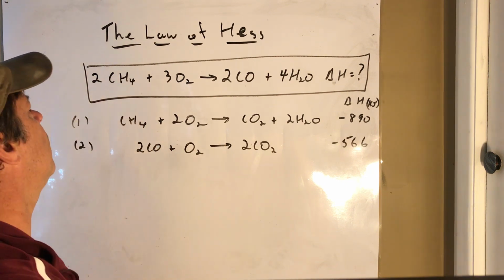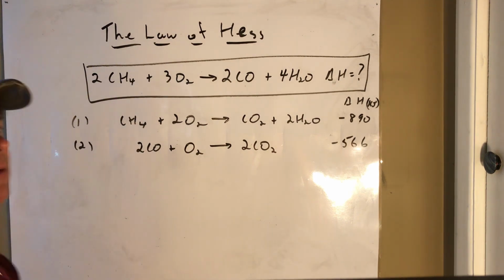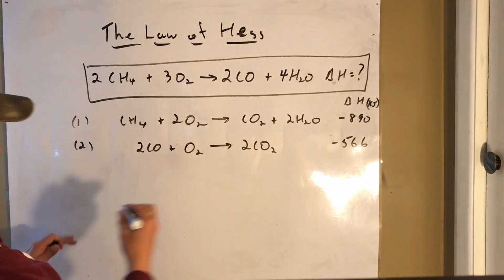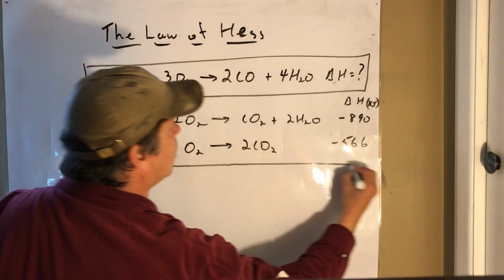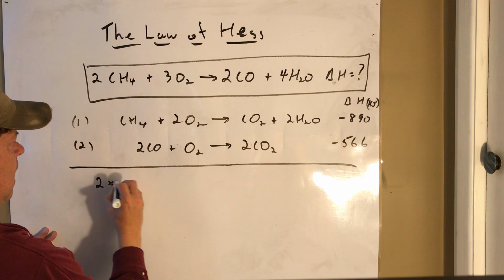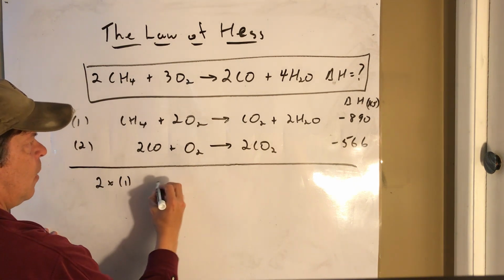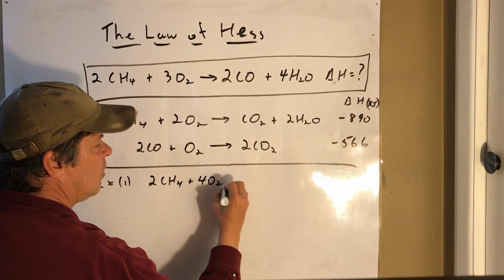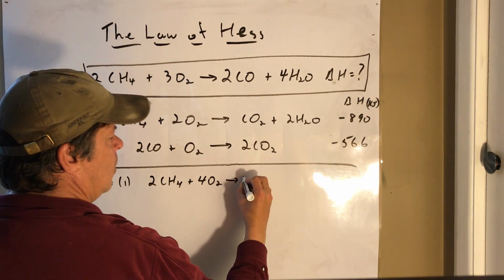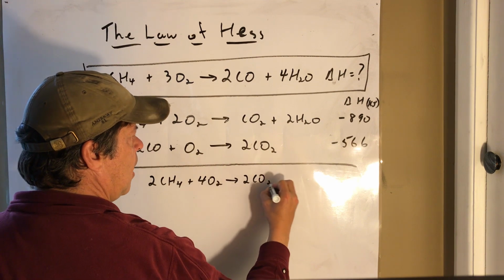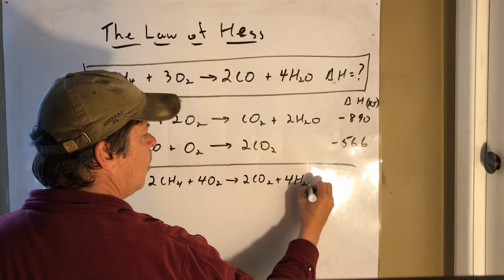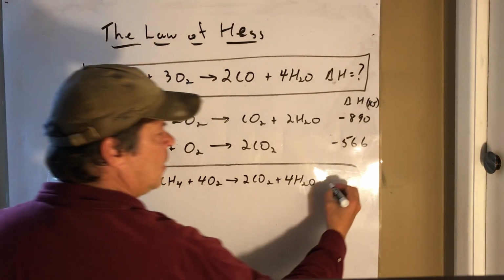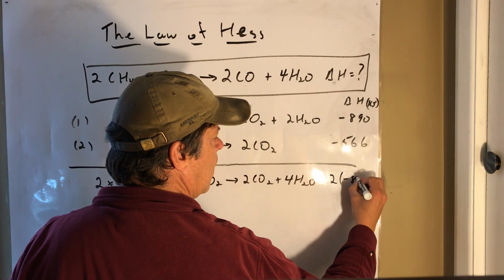But notice there's two of them. So what would we have to do with reaction number one? We'd have to double it. Yeah. So let's double it. So I'm going to show the work right here. So it's like 2 times reaction 1. So we'll have 2 methanes plus 4 oxygens yields 2 carbon dioxides plus 4 H2O. Now what do you think would happen to the delta H? Sure, it would get doubled too. So let's just double that. We'll just show it like that, okay?